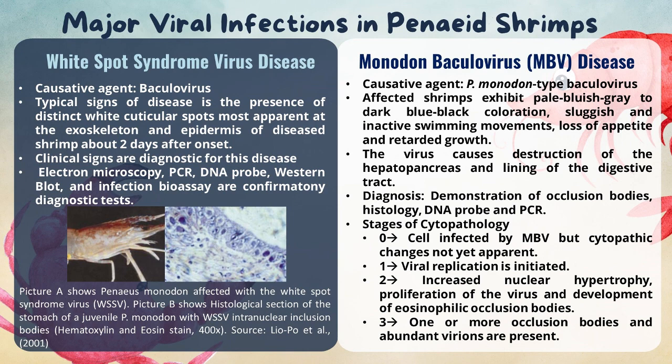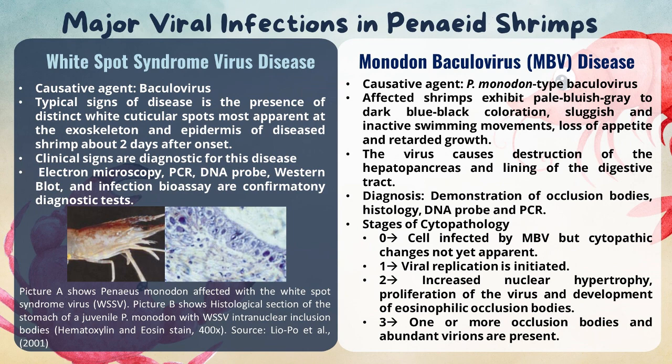Affected shrimps exhibit pale bluish-gray to dark blue-black coloration, sluggish and inactive swimming movements, loss of appetite, and retarded growth. An increased growth of benthic diatoms and filamentous bacteria may cause fouling of the exoskeleton or gills. Infected pond-reared shrimps at 45 days of culture, stocked at 4 to 100 per square meter, manifested slow growth rates and pale yellow to reddish-brown hepatopancreas.